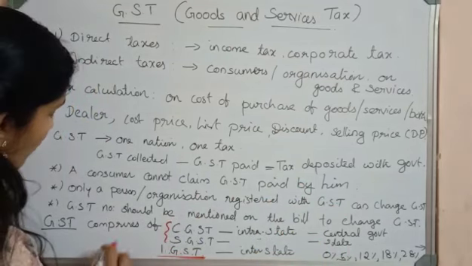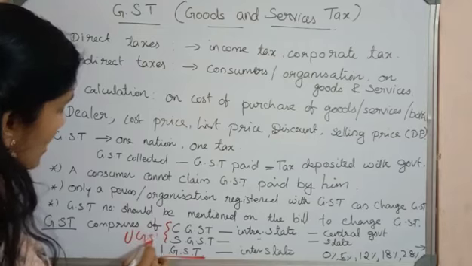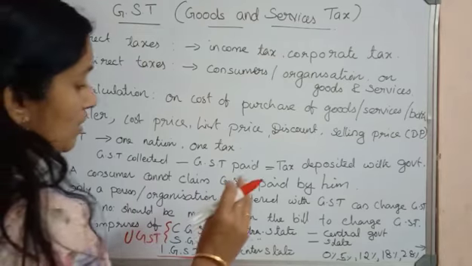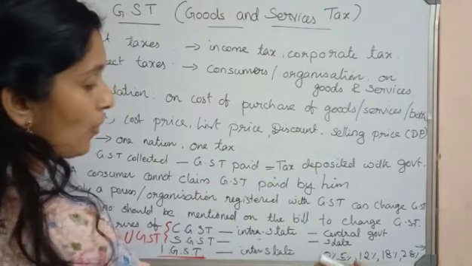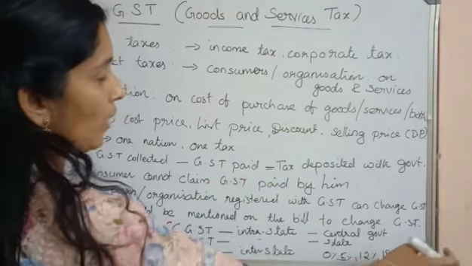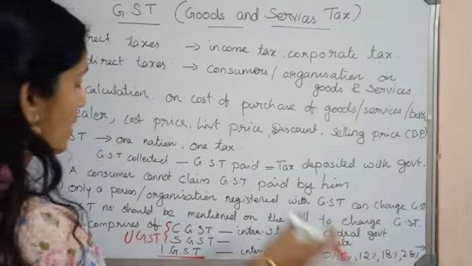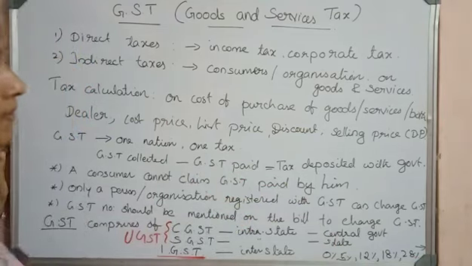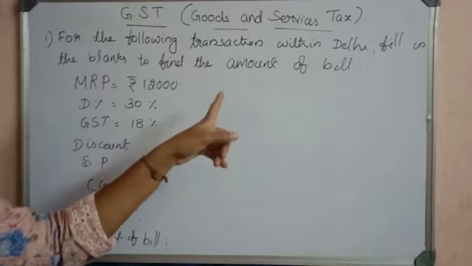And for union territories, the GST is known as UGST, Union Territory GST. The percentage of GST can be 0%, 5%, 12%, 18%, 28%, etc. These are the percentages of GST that should be calculated based on the different goods as well as services. Let's understand more about GST. For that, consider a question.